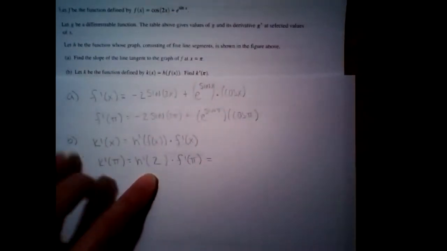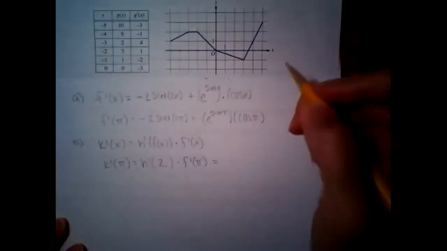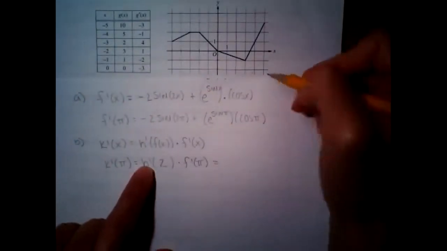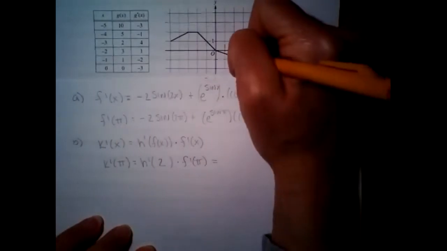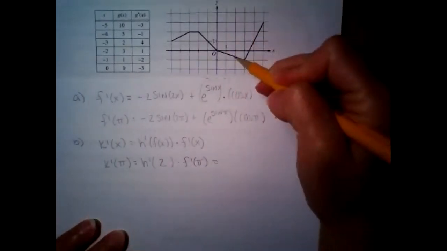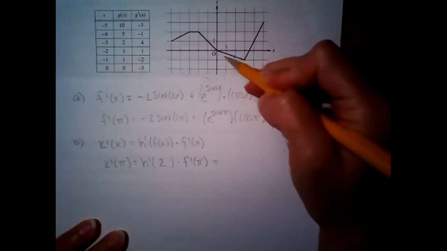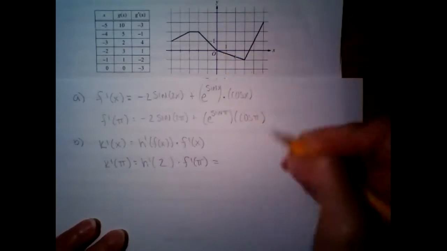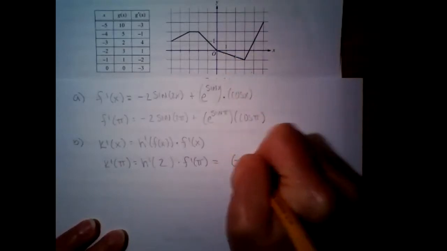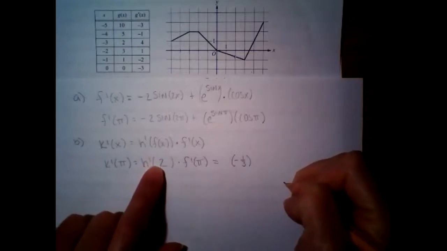All right, h prime of 2. Here's our graph of h. Derivative means slope. So we want the slope at 2. So here's 2. We want the slope at that point going down 1 over 3. So that'll be negative a third. So this part's negative a third.